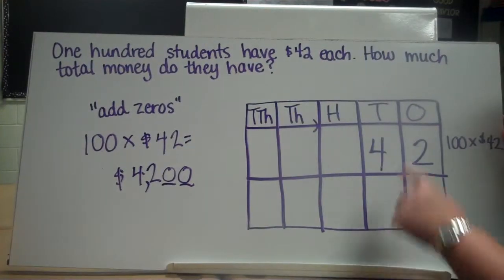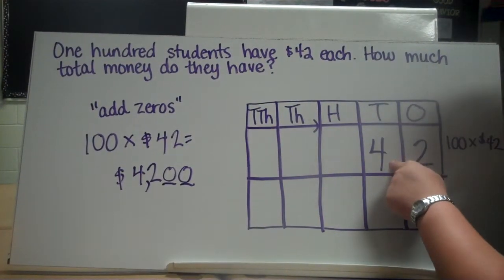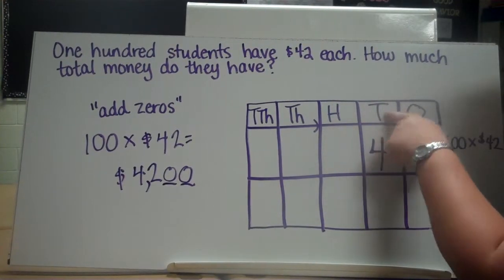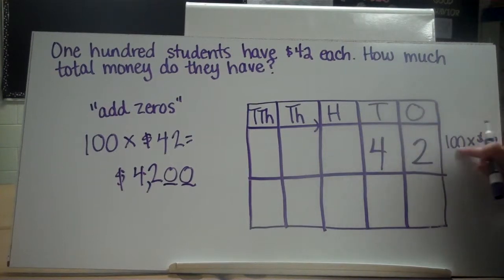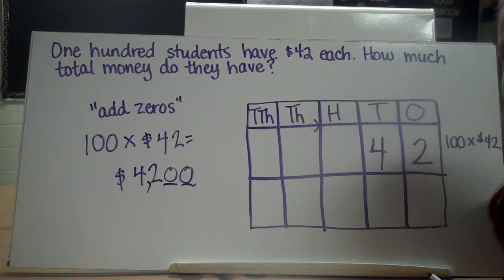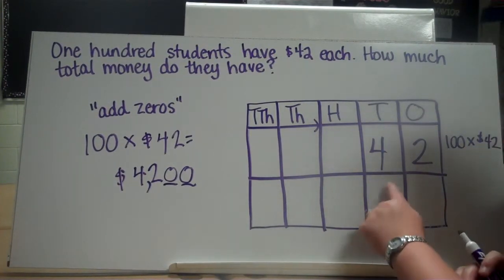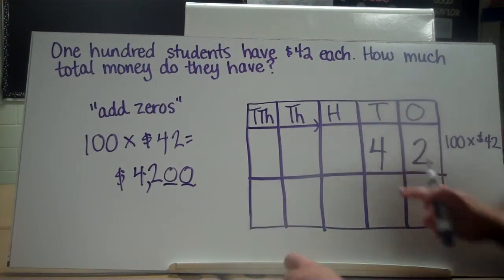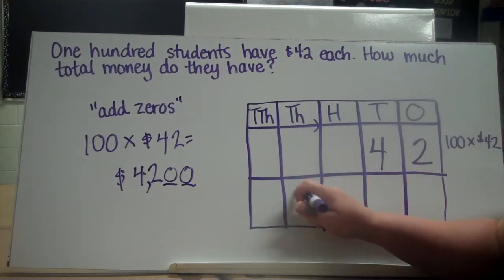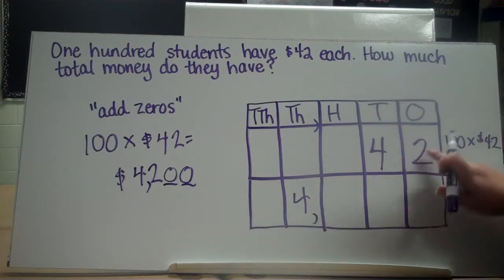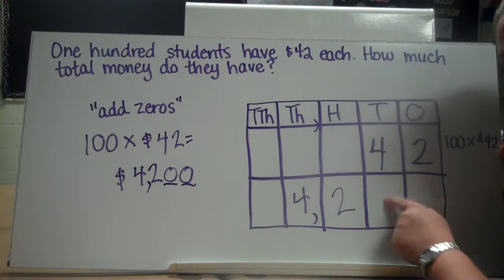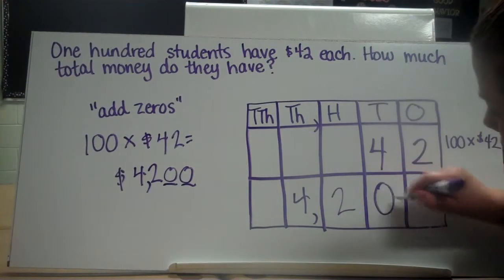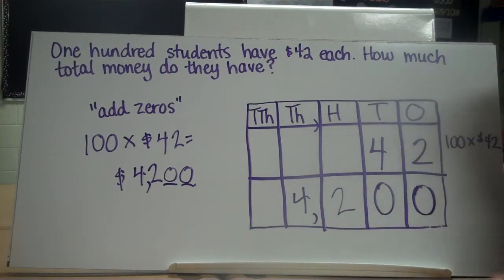So let's look here. I have 42. Started out in the tens column. 4 was worth 40 in the tens, and 2 was worth 2 ones. Well, I moved over 100. 10 times 10 equals 100, so I had to move 2 place values over. So the 4 would go to the thousands. The 2 would move to the hundreds. And I have 2 empty place value boxes, which means I need to put my zeros to hold their place right there. So it would equal 4,200.